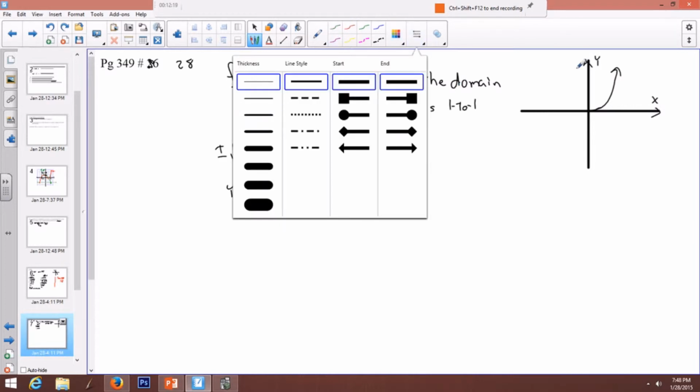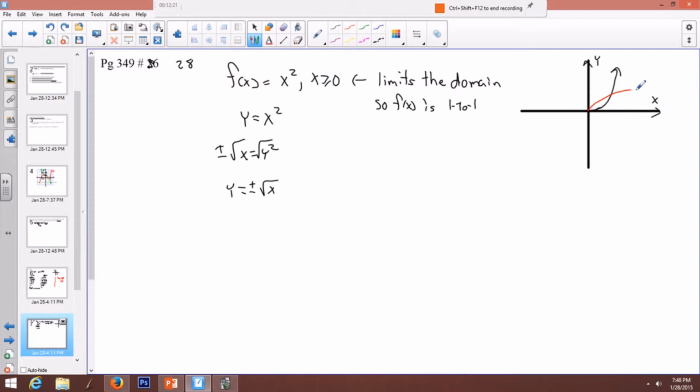Now, that's the graph of this thing. It essentially looks like this, because we have both the positive square root of x, which would be that, and the negative square root of x, which would be this bottom portion. But remember, the inverse is a reflection over the line y equals x. So this portion is the values that we need, and we're going to get rid of the bottom portion and just say it's y equals square root of x.